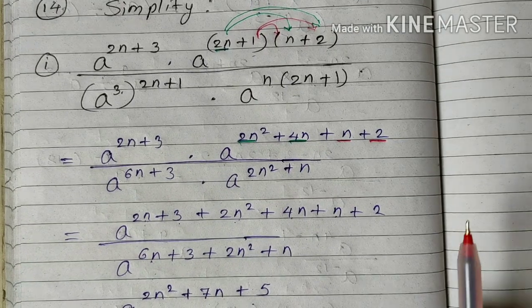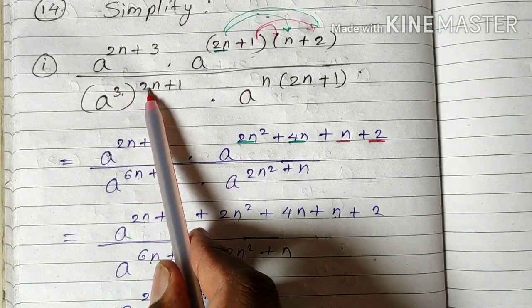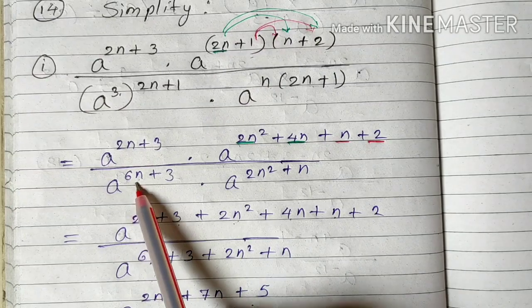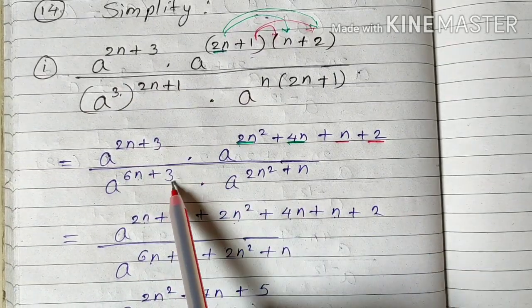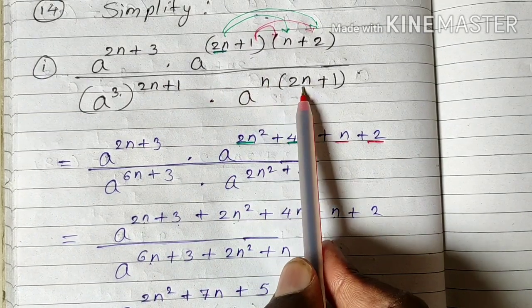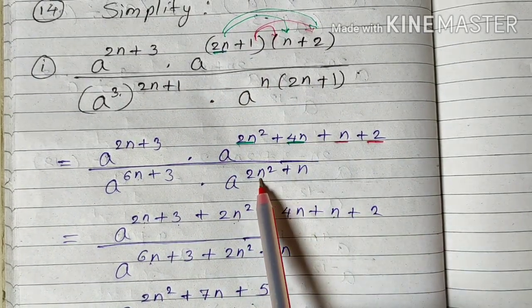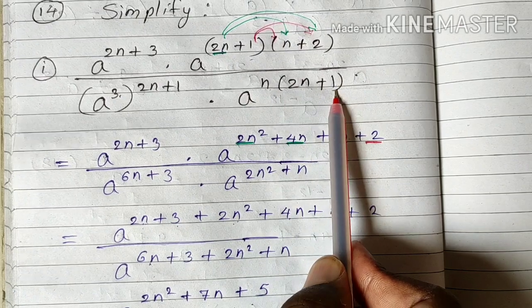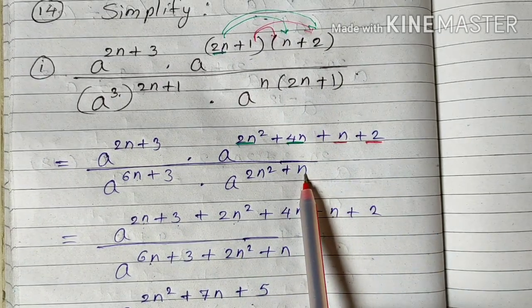In the denominator, 3 2s are 6n, 3 1s are 3, multiplication of these two. Also here, n multiplied by 2n gives us 2n square, n multiplied by 1 gives us n. Got it?